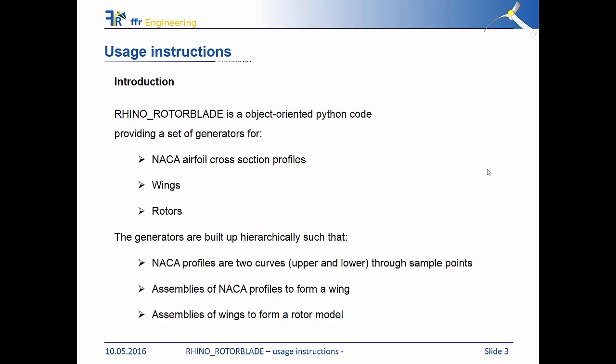This is built up hierarchically, so that NACA profiles basically consist of two curves, an upper and a lower curve, and they themselves are built from sample points. That's the standard way to build NACA profiles. And then those cross sections or airfoil cross sections can be assembled to form a wing model. This is the wing generator, and then there's a third generator, the rotor generator, to take those wings and bring them together in the form of a rotor, including also a hub.